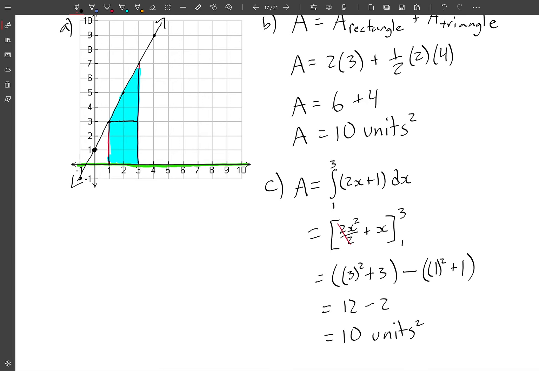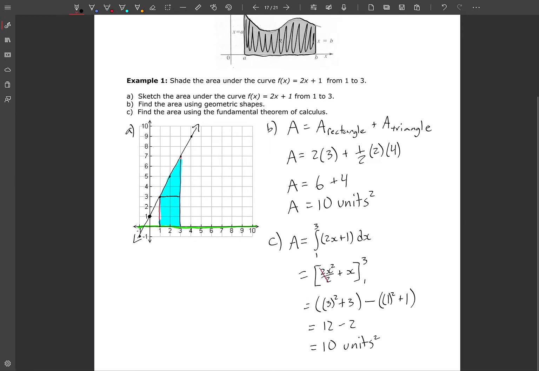So what you can see is that if we take the definite integral between those two x values, that will give us the area under the curve between those two x values. Nice and simple. So now we're just going to have to worry about taking the integral.